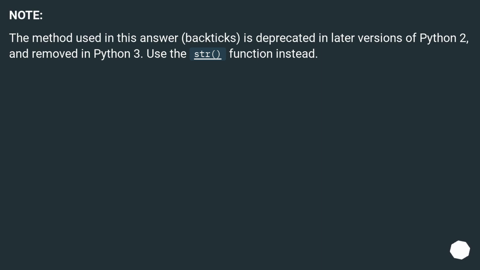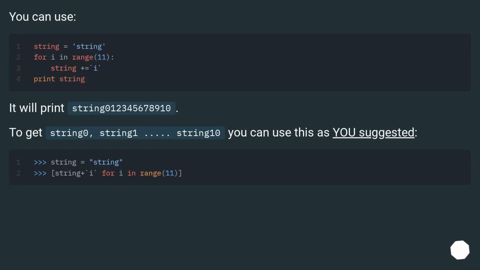Note: the method used in this answer, backticks, is deprecated in later versions of Python 2 and removed in Python 3. Use the str function instead. You can use. It will print string 012345678910. To get string 0, string 1 ... string 10, you can use this as you suggested.